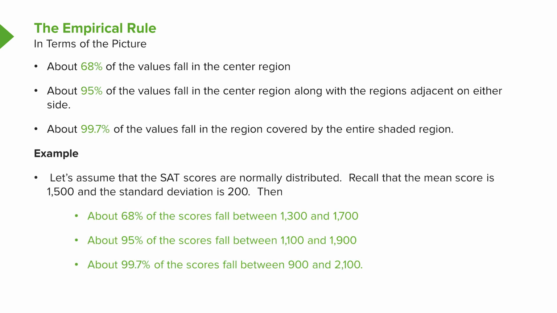All right, so for example, let's assume that the SAT scores are normally distributed. And remember that the mean score is 1,500 and the standard deviation is 200. Then about 68% of the scores fall between 1,300 and 1,700, within 1 standard deviation of 1,500. About 95% of the scores fall between 1,100 and 1,900, which is within 2 standard deviations of the mean. And about 99.7% of the scores fall between 900 and 2,100, or within 3 standard deviations of the mean score.